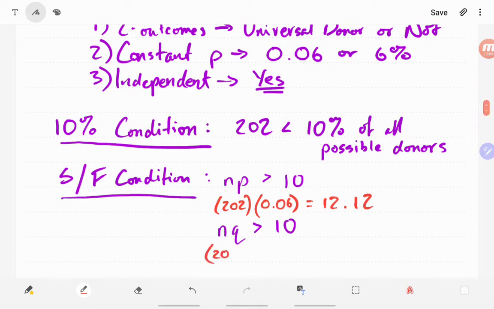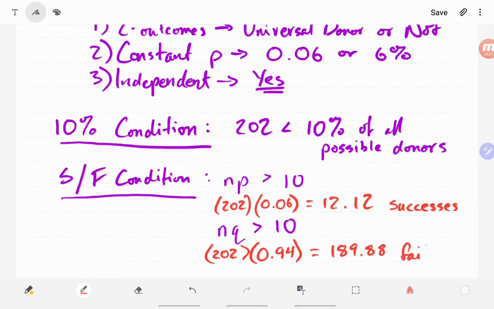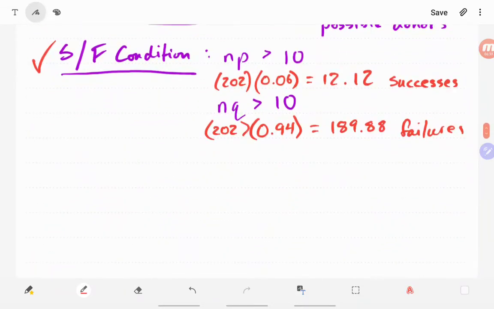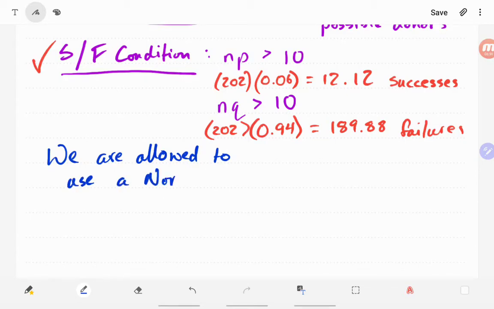The number of failures that we would expect to see is 0.94 times 202, and that is equal to 189.88. So we would expect to see this many successes and this many failures. Since both of those are greater than 10, we pass the success-failure condition, and we've also passed our 10% condition. What we say after this is we are allowed to use a normal model. This is a statement that must be stated.